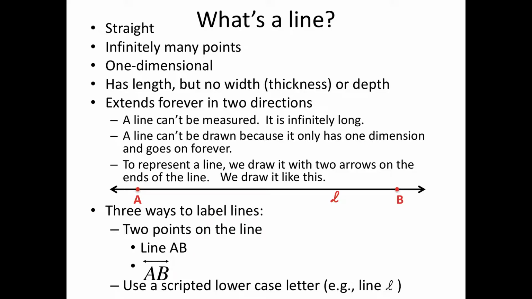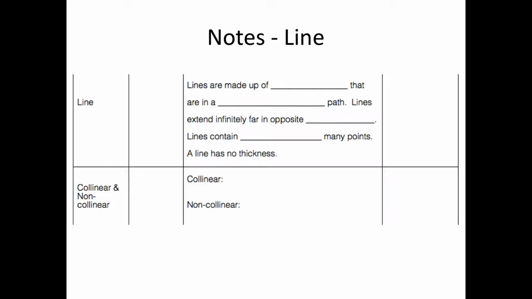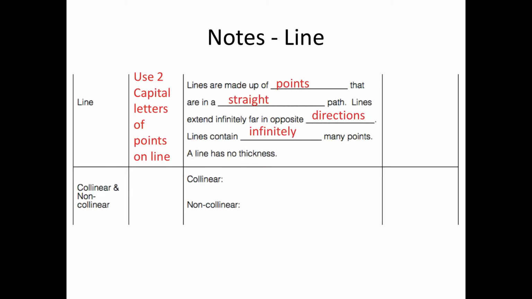All right, so here are the notes that you're going to want to make sure you take here. Okay, a line, you use 2 capital letters of the points on the line, or you can use a scripted letter. 2 points on the line, a scripted letter, or you could have AB with a line over it. Okay. Lines are made up of points that are a straight path. Lines extend infinitely far in opposite directions, and they contain infinitely many points.